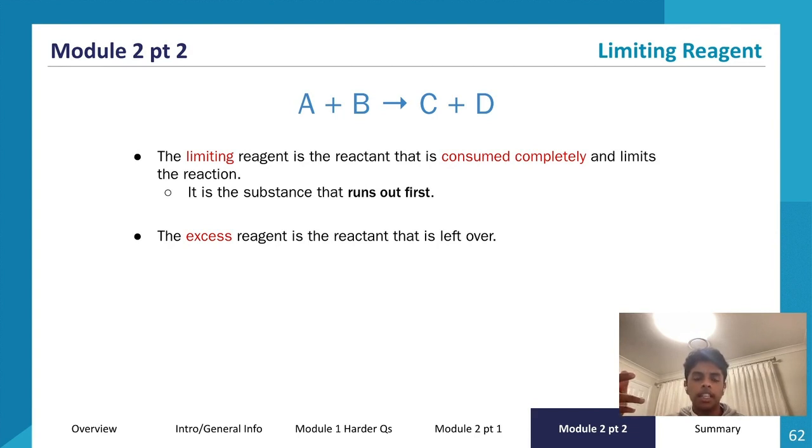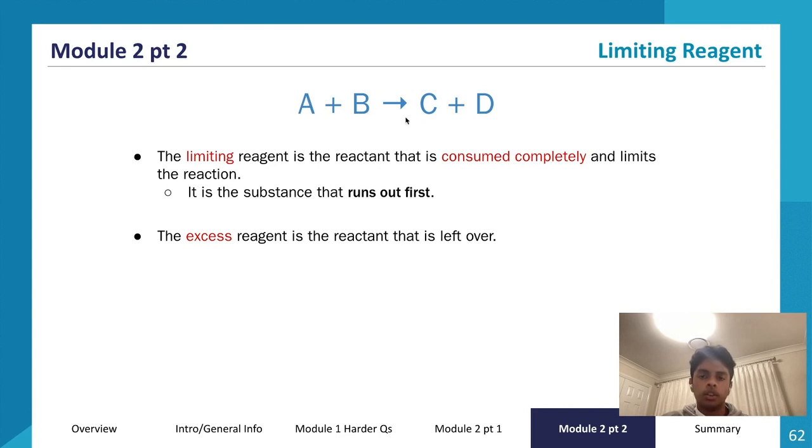So let's think about an equation, right? I have A plus B goes to C plus D. Let's say I put in certain amounts of A and B. They'll react with one another to produce C and D. But let's say that I put in too little A, not enough A for everything to react. A runs out sooner than B because I haven't put in enough A. So the reaction will come to an end when A runs out, because then there's no A left to react.